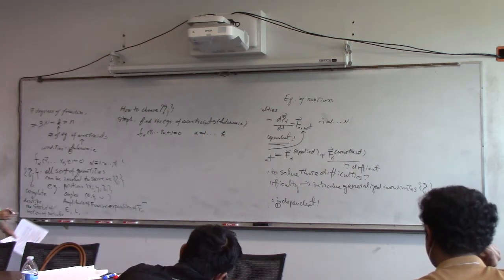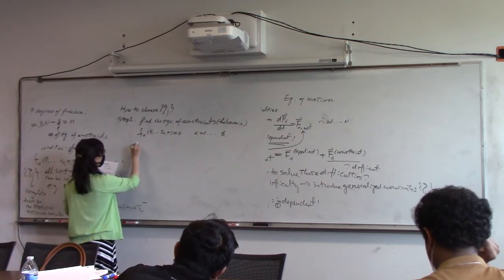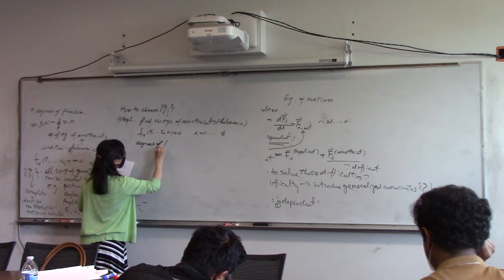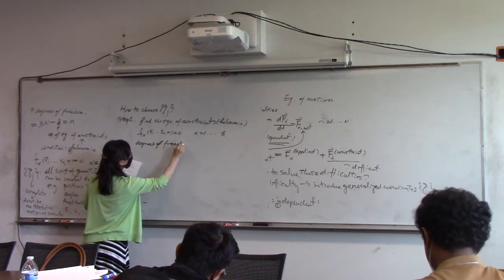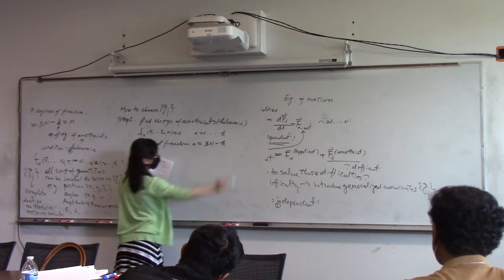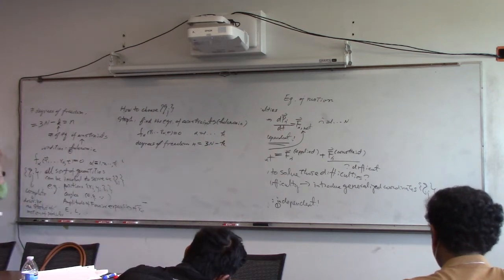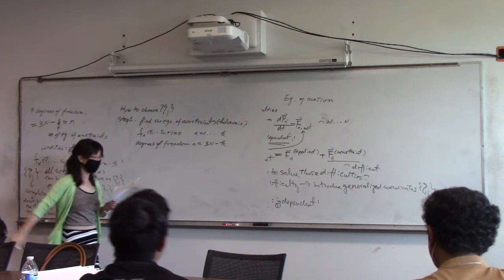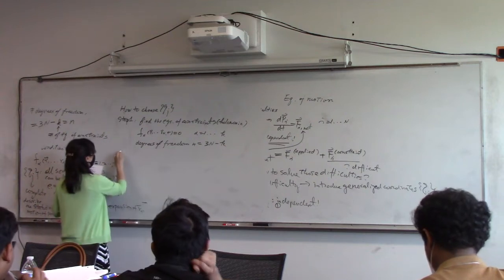So once we have found these, then you can determine the degrees of freedom. Degrees of freedom n equals 3m minus k, right? So then we can define how many independent general coordinates we need to select. We need to know how many first. That's step one. Then step two.